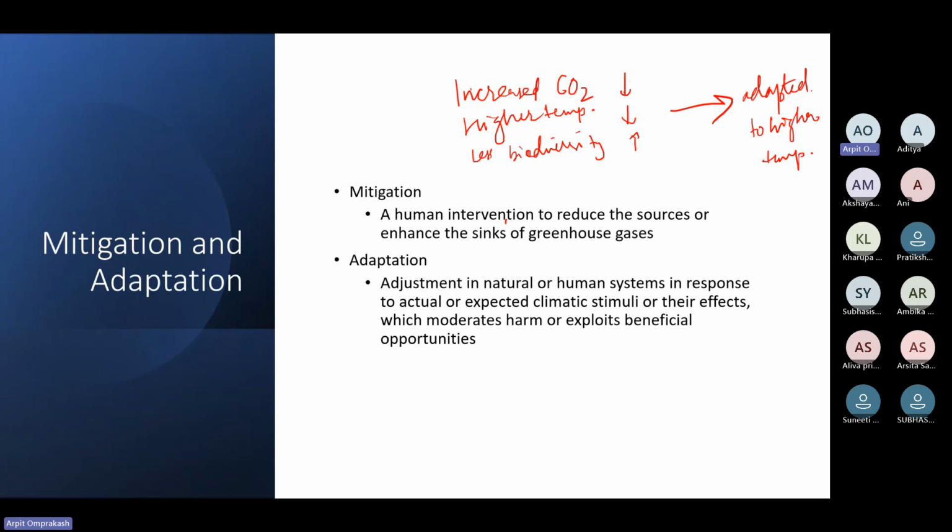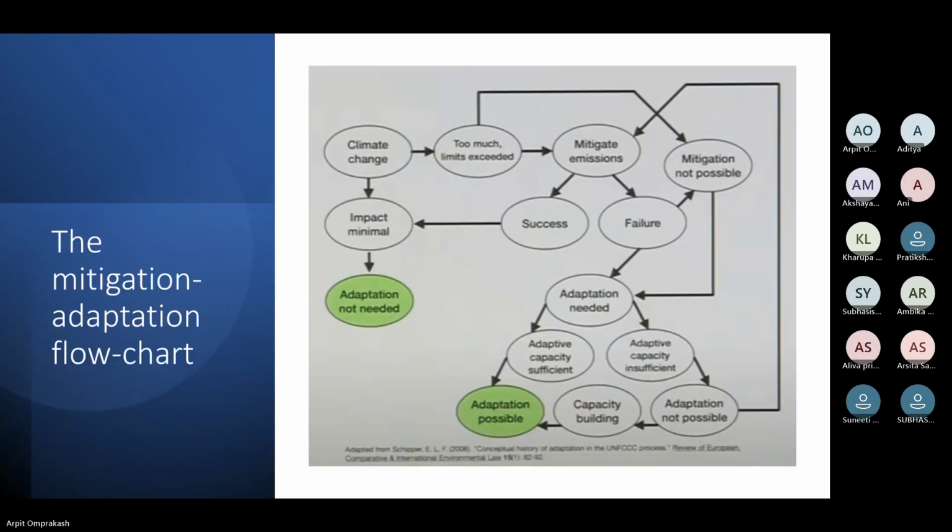Okay, so we can modify the natural system or we can modify ourselves so that we can bear the effects of this higher temperature and increased carbon dioxide. And so the biodiversity here will also increase, but it will not go back to normal. It will increase in another way because it is adapted to a different thing now.